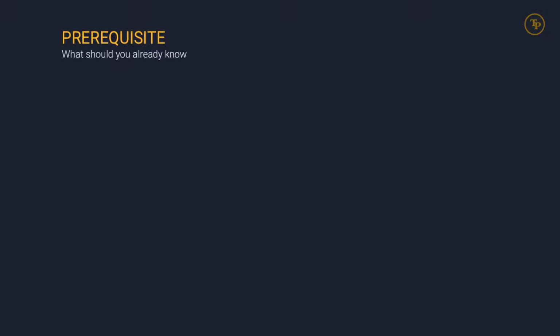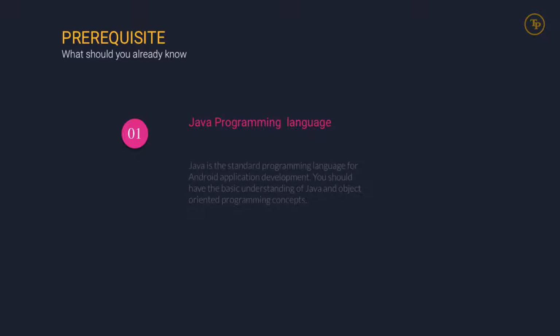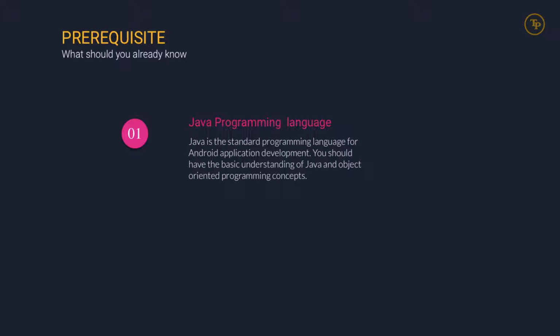To start Android application development, you should have at least a basic knowledge of Java programming language and object-oriented programming concept. Now the question you probably want to ask is, why do we need Java for Android application development? Java is the standard and popular language for Android application development. That simply means we are going to write our Android application source code in Java programming language. That's why you must have the basic understanding of Java programming language.